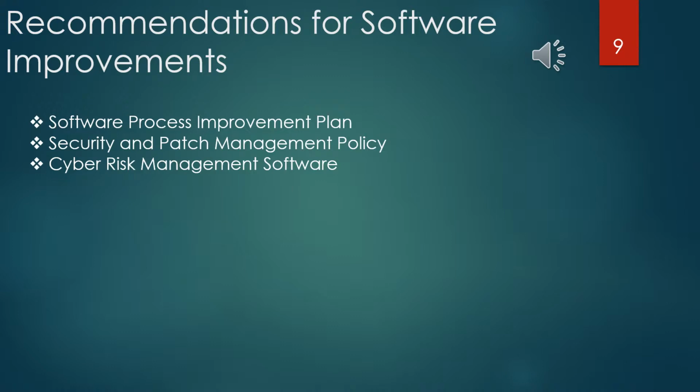Recommendations for software improvements include creating a software process improvement plan, creating a security and patch management policy, and the use of cyber risk management software. Patch management involves acquiring, testing, and installing patches or code changes as needed to computer systems to mitigate known exploitable vulnerabilities. Cyber risk management software is used to manage and mitigate cyber risk. A software process improvement plan gathers all information required to address process improvement issues that occur during software development.